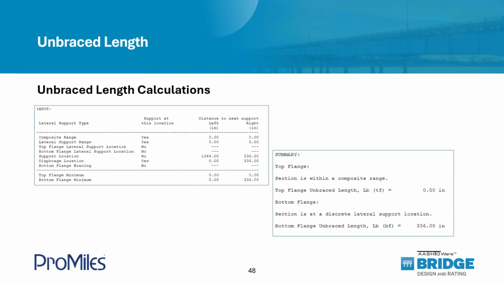The unbraced length calculation spec article includes a table showing all the user inputs which provide support to one or both flanges. And this is where that unbraced length is determined for the member.